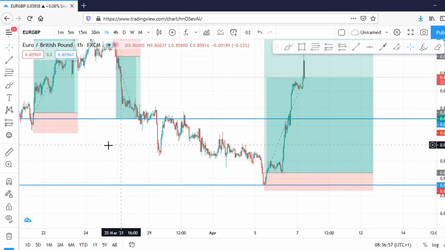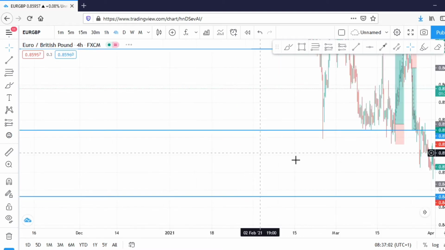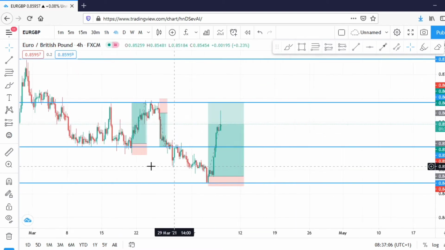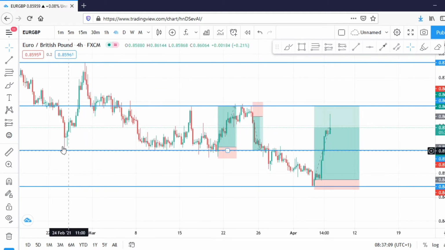Let me move to previous trades. These are other successful trades that I took using support and resistance. Here you can see price bounce from this level, creating a support level here, and price came down to test multiple times here.